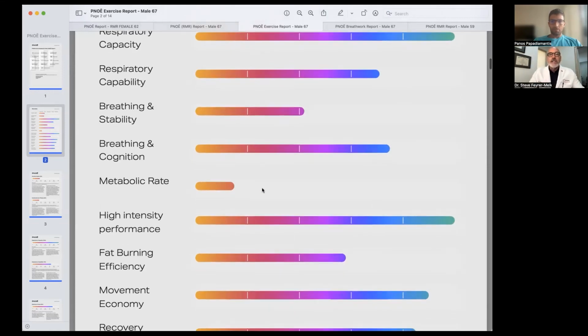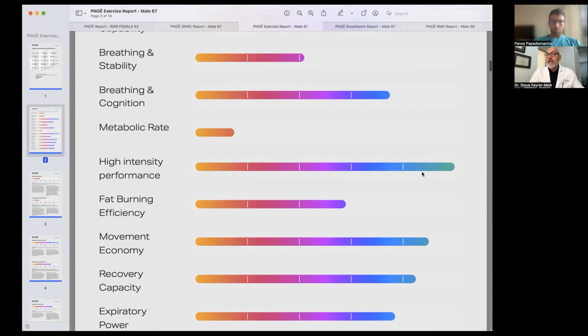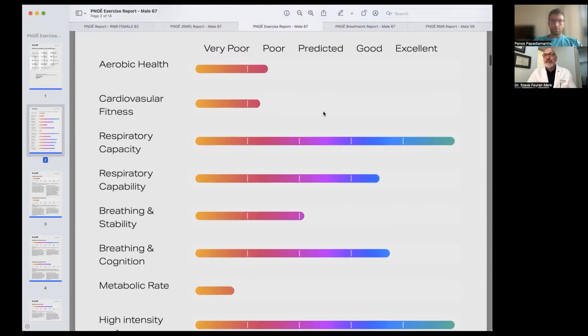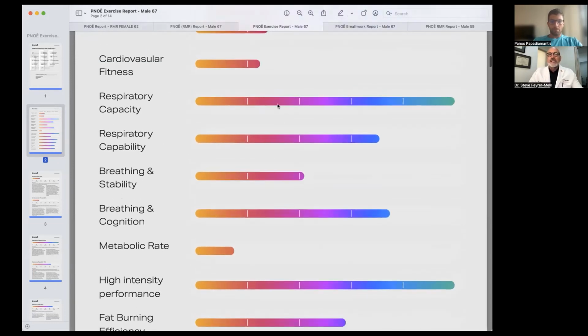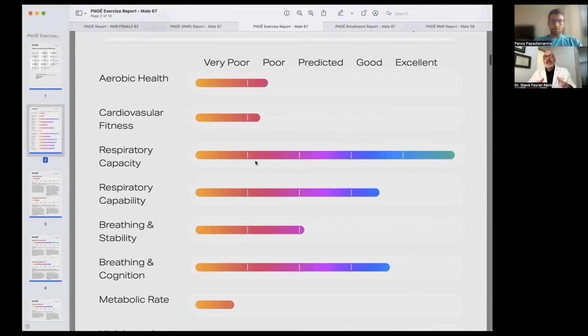His metabolic rate was low. His high intensity performance was high, and this correlates with his genetics. I just happen to have his genetics, which show he has high genes for power. So he got that score because of his genetics, but his cardiovascular area was lower. Movement economy and fat burning efficiency weren't that bad, but the focus was on utilizing his full gas tank. He's just using half of it, a quarter of it, to do his exercise.